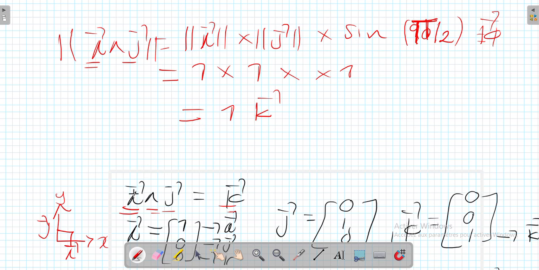So when you're finding the module, this is the definition. You look at the angle between the two vectors. Then you say sine is sine if it's not 0. Sine of 0 is 0.